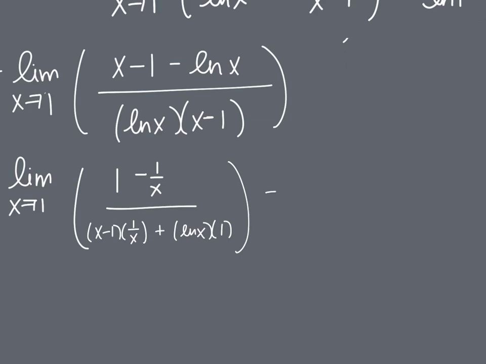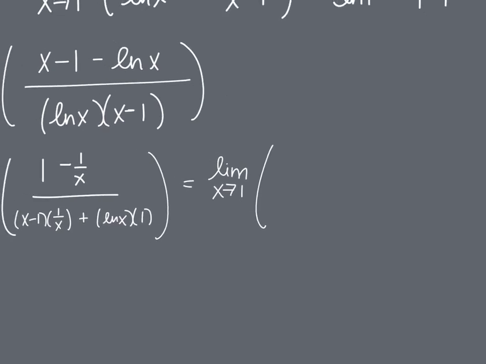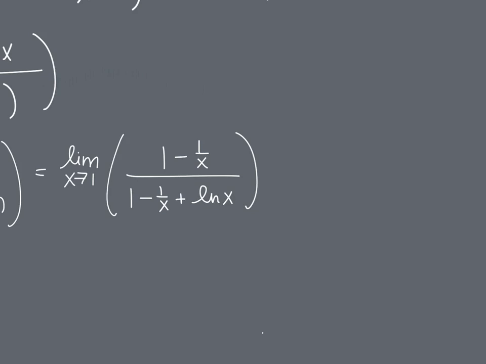We might want to just clean that up a tiny bit, the denominator. I think it might look a little better if we had written this as 1 minus 1 over x plus ln of x. That's our denominator, and 1 minus 1 over x is our numerator. We'll plug 1 into that. We're going to get 1 minus 1 over 1 minus 1 plus 0. So I get 0 over 0 again.